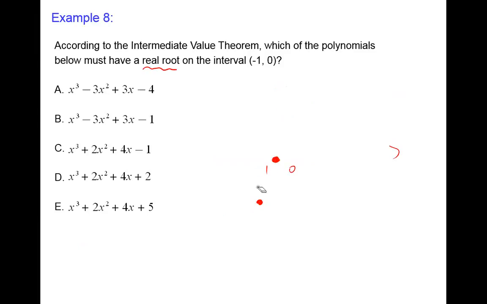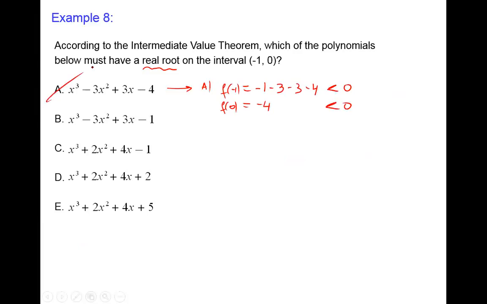Let's try. You will help me do the arithmetic and we will be finished. That's everything for today. Let's take the first one. Value for -1 and value for 0. For 0 is easy. I can do it. -4. Who can substitute -1? -1, -3, positive, -3, -4. That's what I see. This is negative and this is negative. Not good. If I have two negatives, that's not a guarantee.